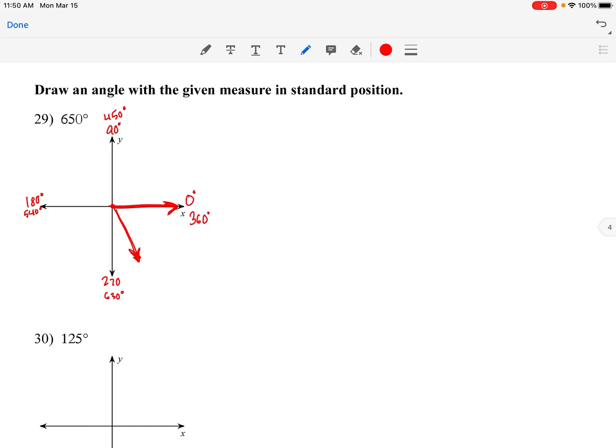So there we go. That's the second part of it, we need the terminal side, but the last part is we need the arc as to how we got there in the first place. So I started at 0, I went to 90, 180, all the way to 360, and then I kept going 450, 540 until we got here. So that is a complete drawing of my angle in standard position.